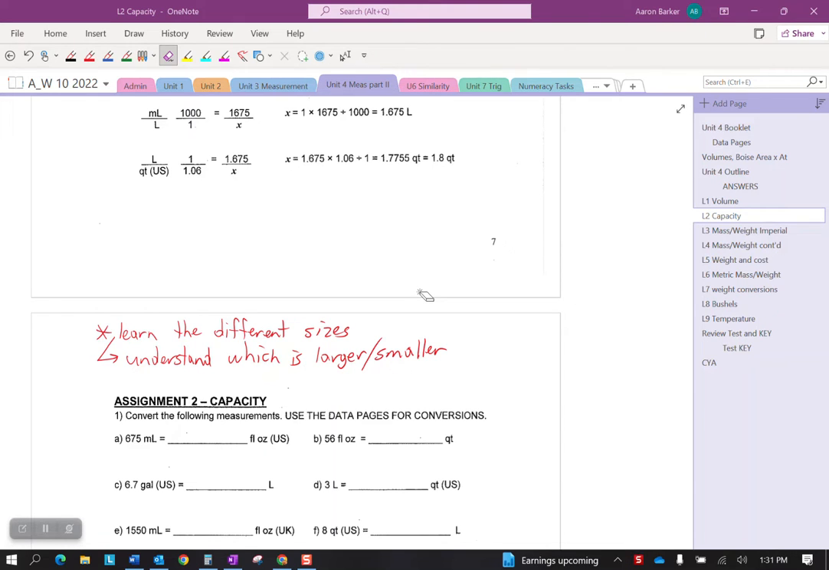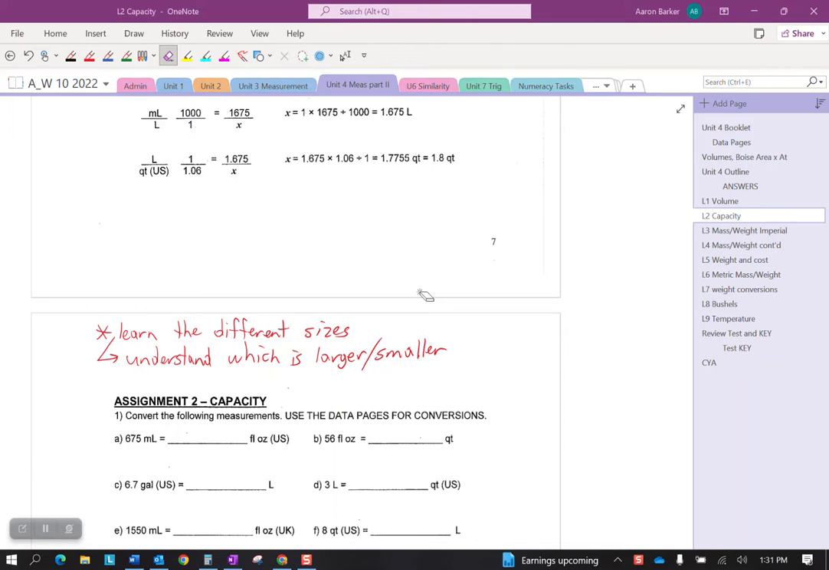Here we go. So what we're going to do today is just quickly talk about our homework, which was capacity, and then we're going to talk about mass and weight in the imperial system, and then you're going to have homework and get it done in class. Easy peasy, lemon squeezy. Any questions?